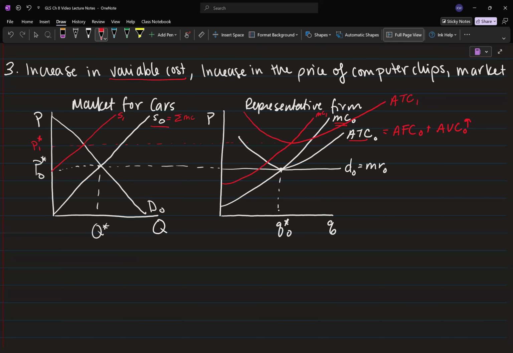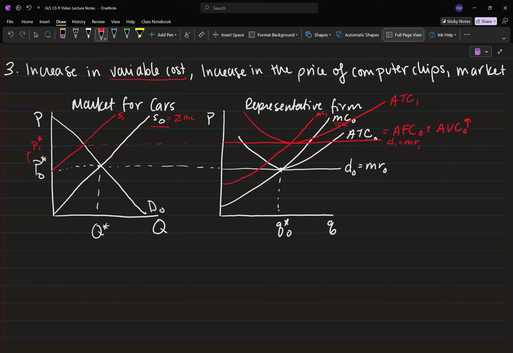To use the same language we've been using before, that negative supply shock shifts our supply curve up and to the left. That's going to increase the price of these cars. What that means for the firm is now their demand curve responds, and it's going to shift up to be equal to that new market price. Because demand is tracking the market price, it's going to shift up following the increase in marginal costs and average total costs.